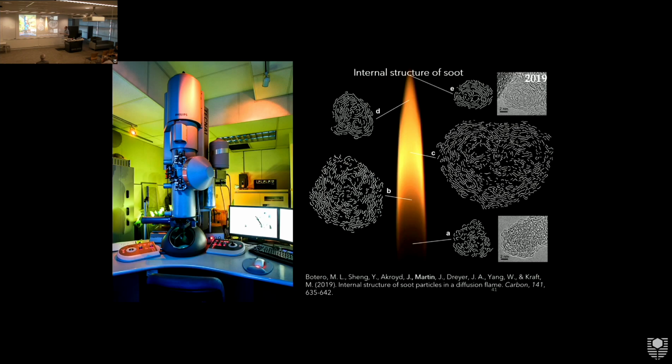This is an instrument I used during my PhD. It's the Tecnai F20, beautiful instrument. And here's some pictures we took of different soot particles as you go through the flame. And at the low parts of the flame, we found that they were actually quite curved, the little bits of graphene, the little bits of carbon.